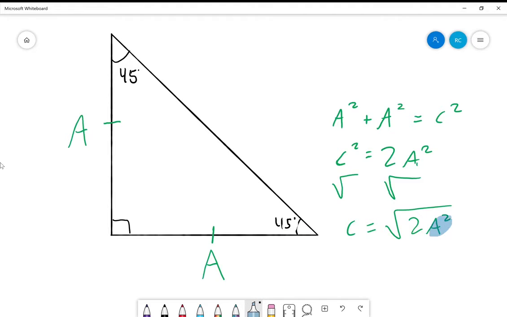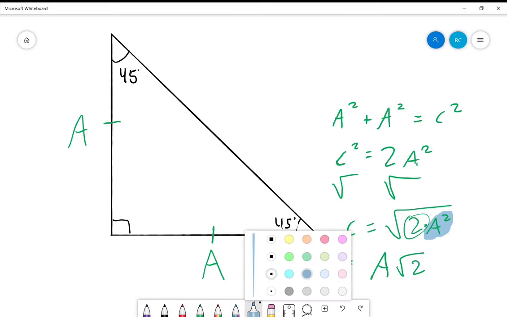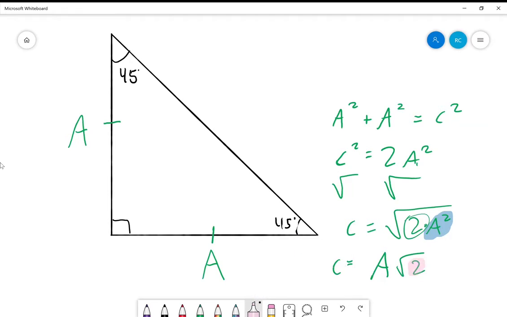Well, I know what the square root of A squared is. The square root of A squared is A. So the only thing left under the square root is this 2. Now, where did that 2 come from? Take a second and see if you can work out where this 2 came from. What is that in reference to? Why is it there? Take a second, think it over.